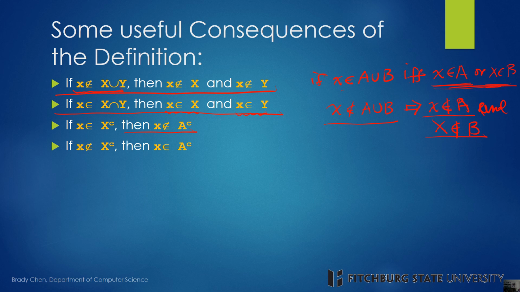Okay. It should be: if X belongs to A, then X does not belong to the complement of A. Or vice versa: if X does not belong to A, then X cannot... If X does not belong to A, then X must be in the complement of A. So I think that's a typo. That should be A. Okay.